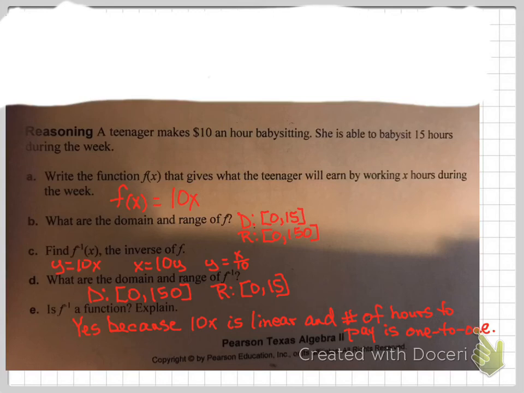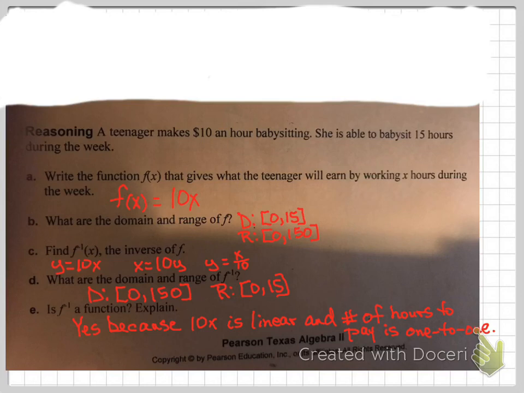Okay, then we found the inverse of that. So that is, if we know how much she made, we can figure out how many hours she worked. So we found the inverse by switching the x and y and then solving for y. And y ended up being x, which was the amount she was paid, divided by 10.